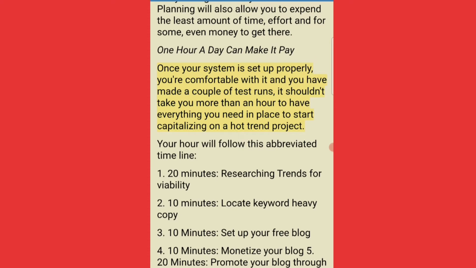Once your system is set up properly, you're comfortable with it, and you have made a couple of test runs, it shouldn't take you more than an hour to have everything you need in place to start capitalizing on a hot trend project. Your hour will follow this abbreviated timeline. 1. 20 minutes researching trends for viability. 2. 10 minutes locate keyword heavy copy. 3. 10 minutes set up your free blog. 4. 10 minutes monetize your blog. 5. 20 minutes promote your blog through backlinks.